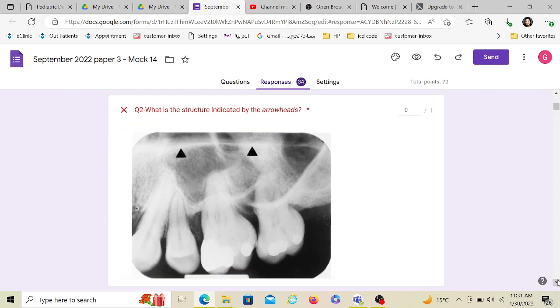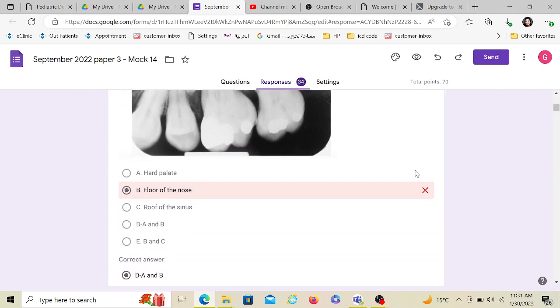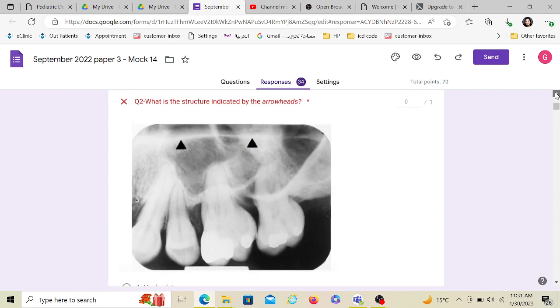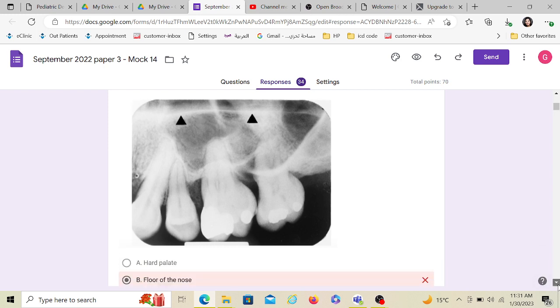Now, what is the structure indicated by the arrowheads? It's both A and B. Now, what is A? A is the hard palate, the floor of the roof of the hard palate. And what is B? That's the floor of the nose. For ENT people, the hard palate is the floor of the nose. For dentists, this arrow is the hard palate. We call it the hard palate. We don't call it the floor of the nose because it's very easy for us to talk about it, like there is a lesion on the hard palate, something like that. Instead of saying there is a lesion on the floor of the nose, then we'll be wondering where that is. So this is it.